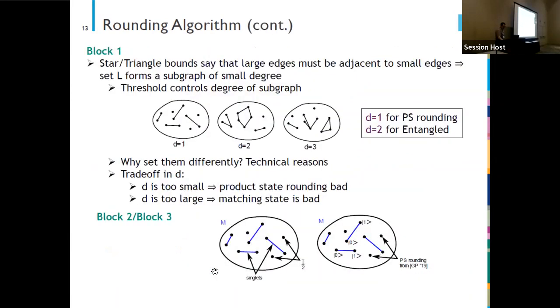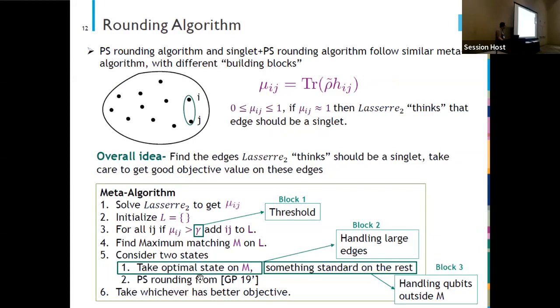And then you worry about 2 different states. One state, you do something optimal on M. It's a matching, so it's really easy to optimize. You do something standard on the rest. And the other state is you do Parekh rounding on that, and you take whichever state has better objective.